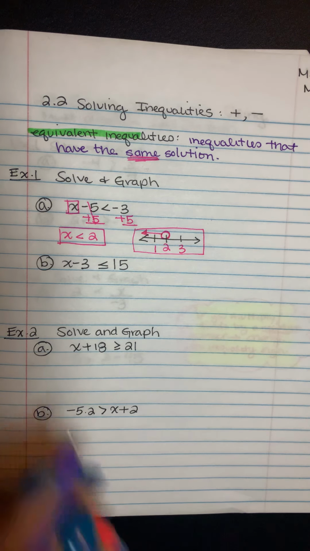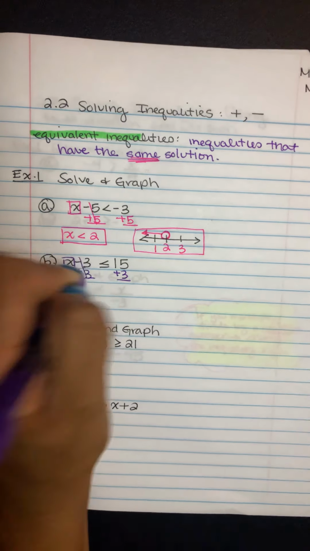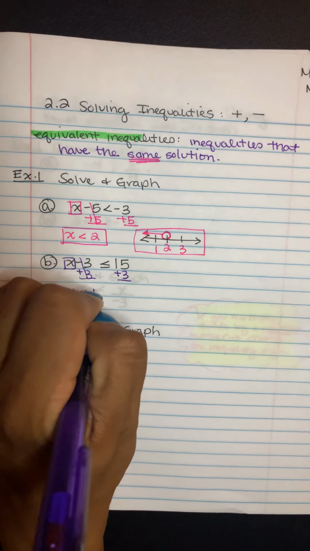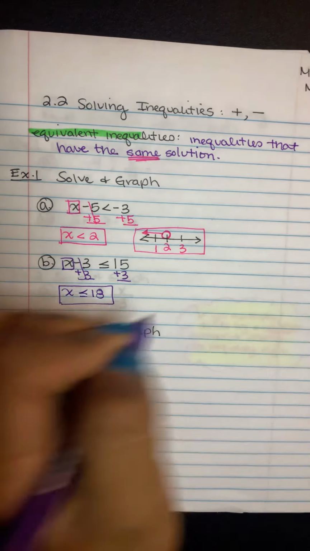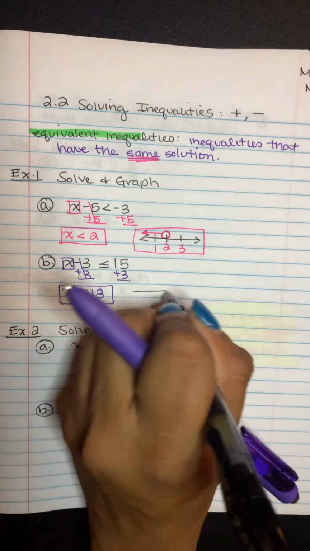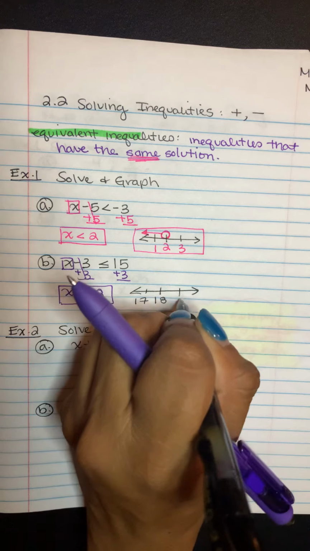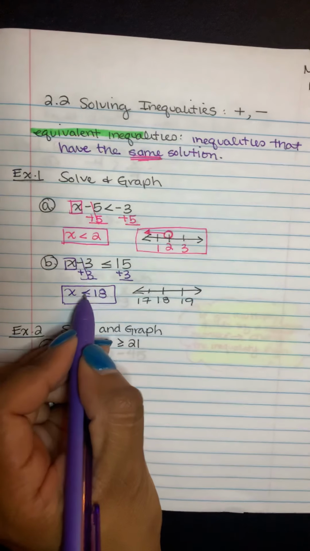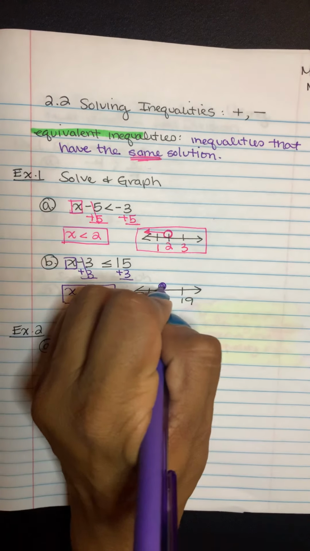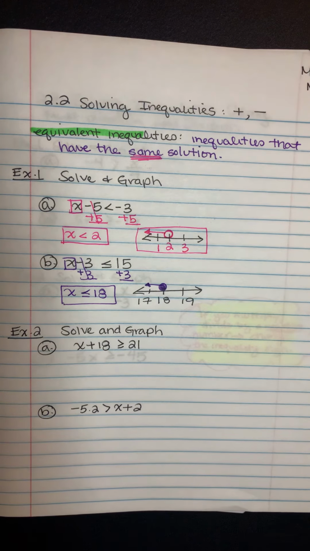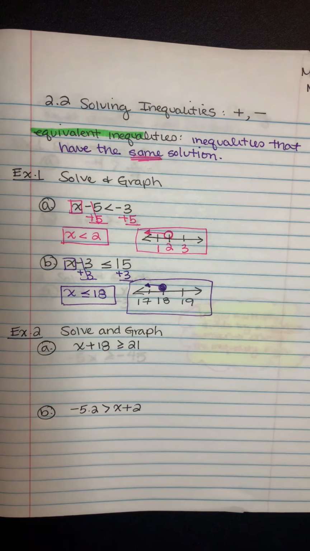Okay, let's go and do the next one. Isolate the variable, add 3 to both sides, and you end up with x is less than or equal to 18. So we're going to create our number line. 18, 17, and 19. We have less than or equal to, so that means that we have a closed dot. Less than is to the left. That means that we are going to include 18 as part of our solution.